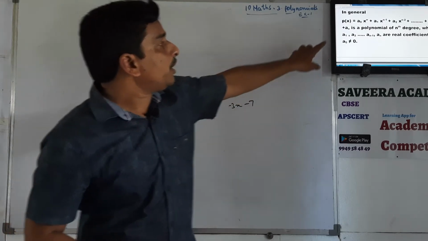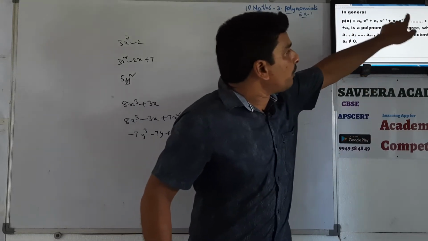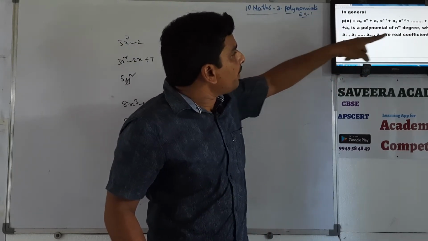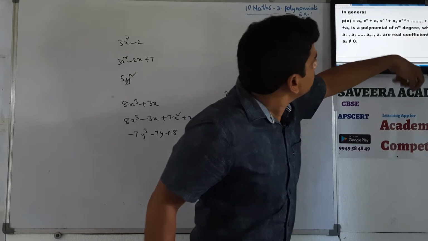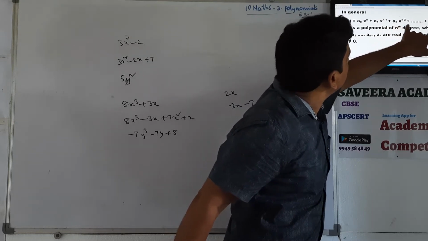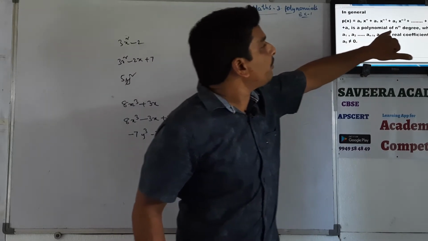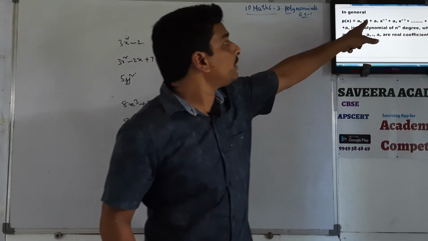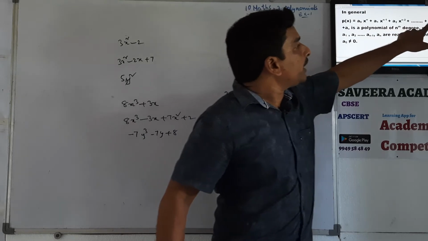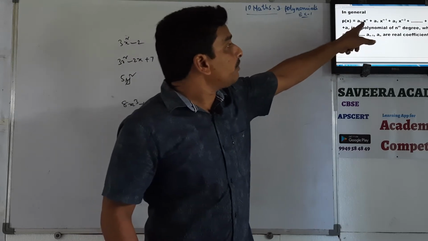Here see, p of x is equal to a naught x power of n plus a1 x power of n minus 1 plus a2 x power of n minus 2 plus so on, plus a n minus 1 x plus a n, is a polynomial of nth degree. So the highest power here is n. Here a naught, a1, a2, so on, a n minus 1 and a n are called real coefficients. Always a naught must not equal 0.